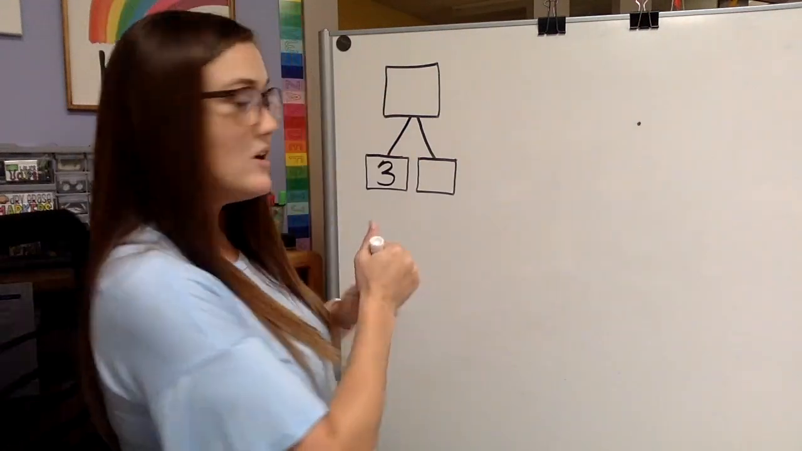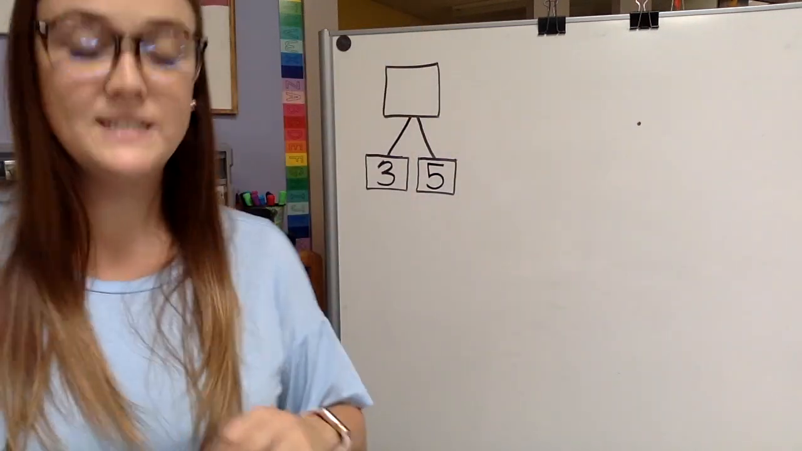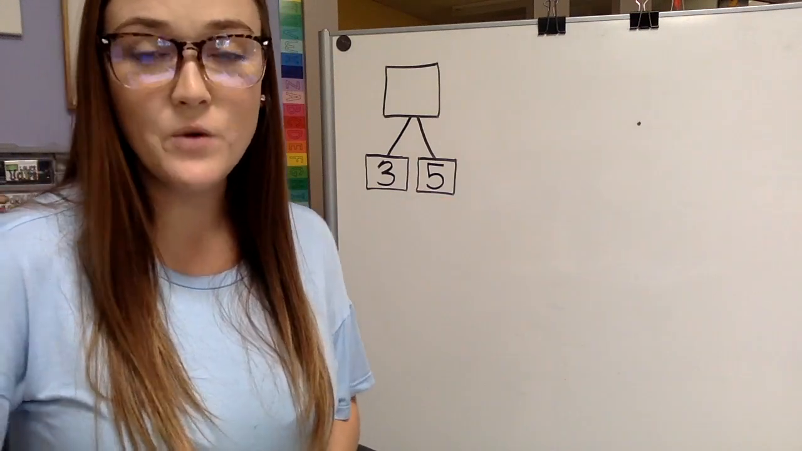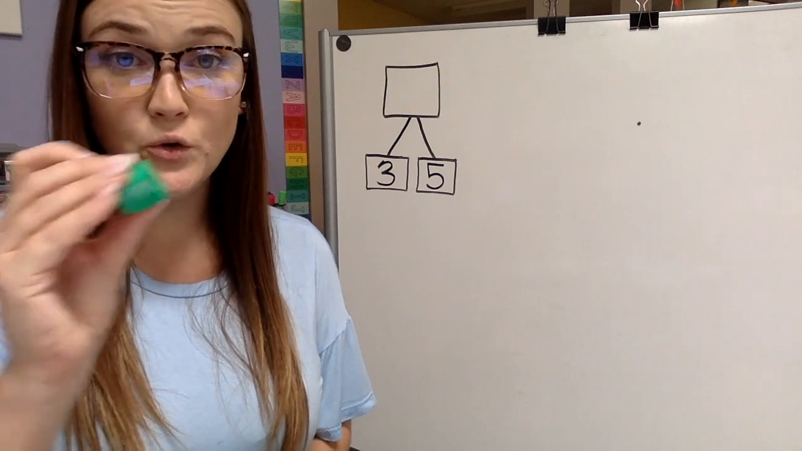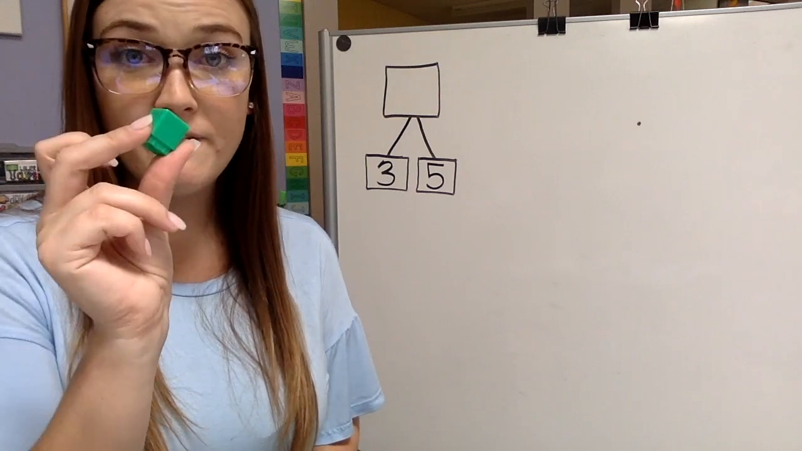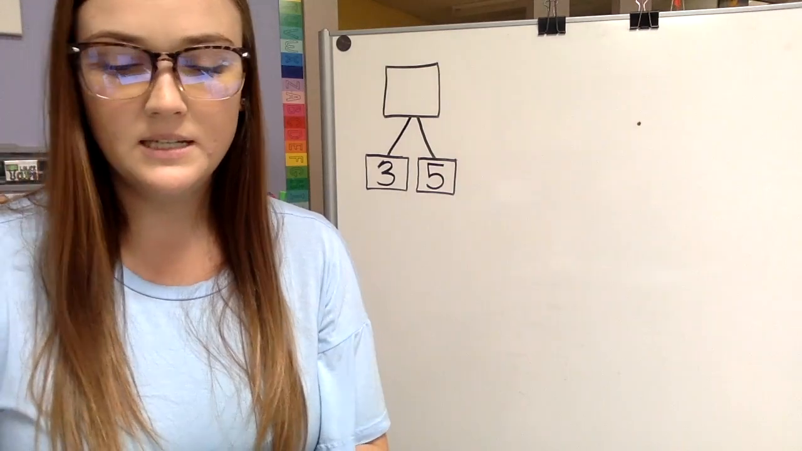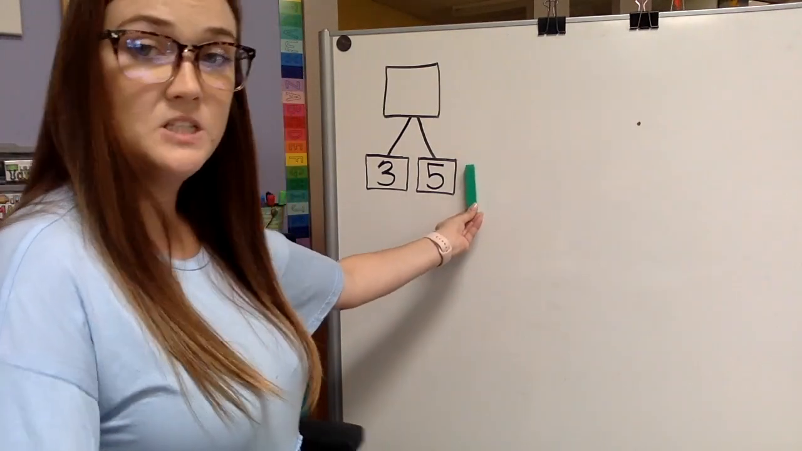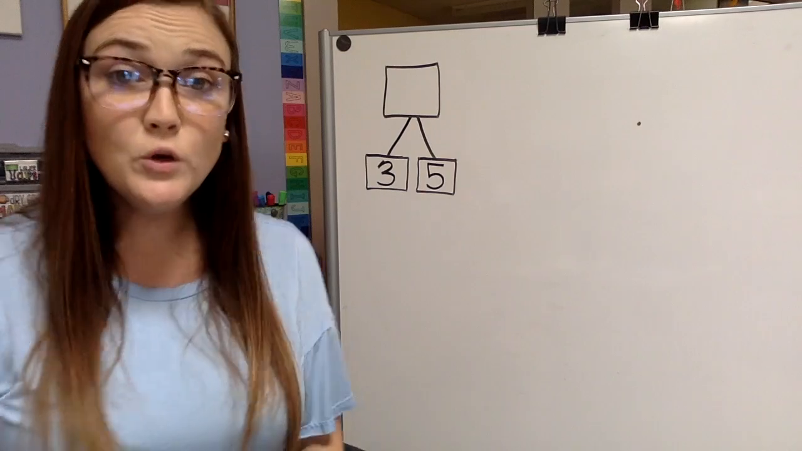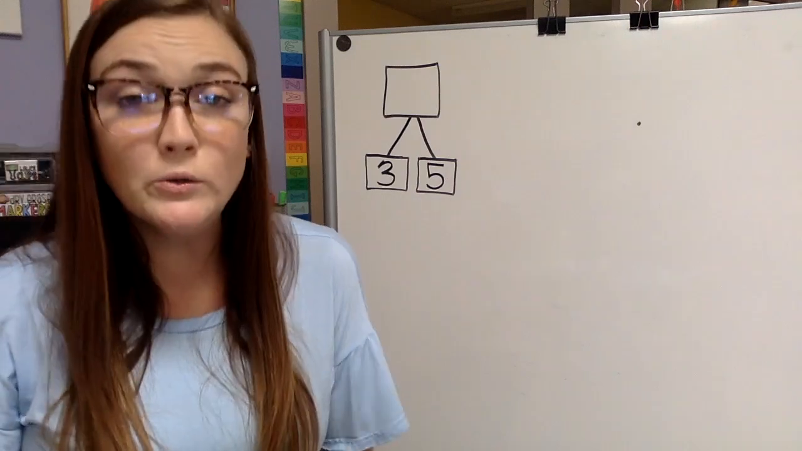Let's go ahead and put that inside our other parts. Just like that. That's all you should have right now. Now I'm going to build 5 with my other cubes. Ready? 1, 2, 3, 4, 5. Now I have 5 green cubes to match that number. So I have 3 orange and 5 green. So all you need right now is this number bond.